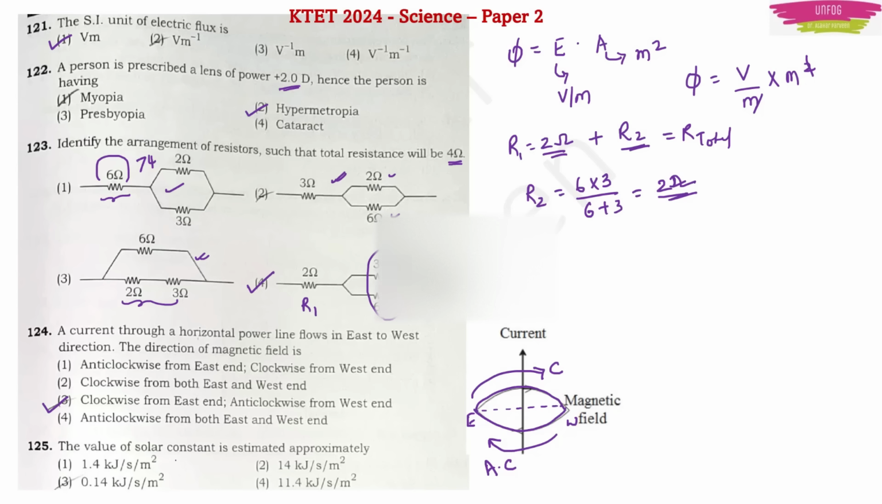Next question, the value of solar constant is estimated approximately. They are giving the units in kilojoule per second per meter square. The correct option is option 1, which is 1.4 kilojoule per second per meter square.